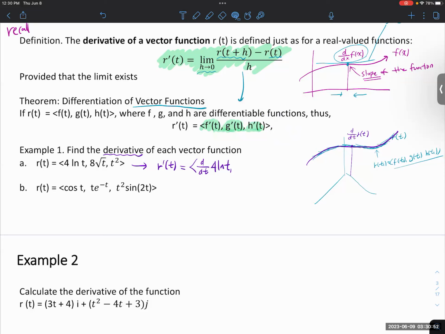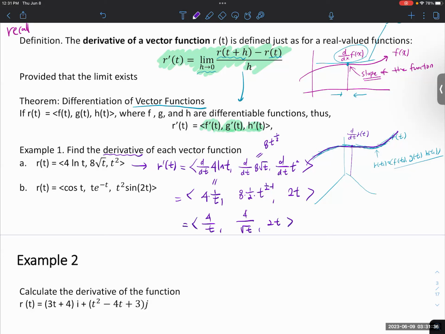And then we're going to take d over dt of 8 radical t, and d over dt of t squared. So we're going to work on this. ln t, if you remember, has derivative 1 over t. So 4 times 1 over t. And then 8 radical t means 8t to the one-half exponent. When you take the derivative, you bring down the 1 over 2, t to the 1 over 2 minus 1, and this is 2t. So finally, 4 over t, and if you solve this one, 4 over radical t, and 2t.